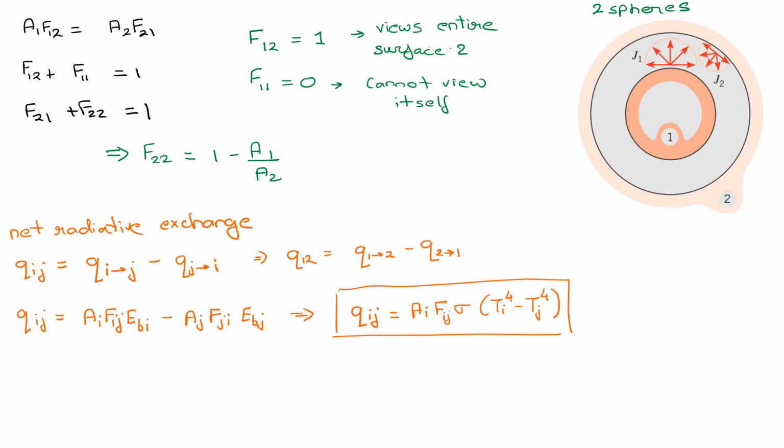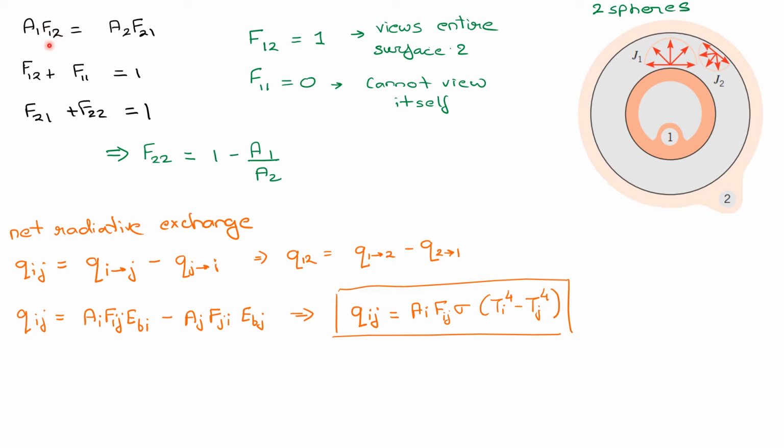So let's say we have two spheres. One sphere, the small sphere, is enclosed inside a large sphere, and the surfaces of interest are the outer surface of the inner sphere and the inner surface of the outer sphere. So the radiosity from the outer surface of the inner sphere, sphere 1, is J1, and the radiosity from sphere 2 is J2.